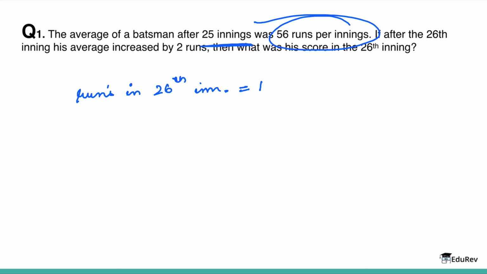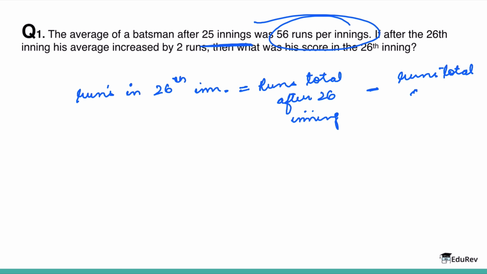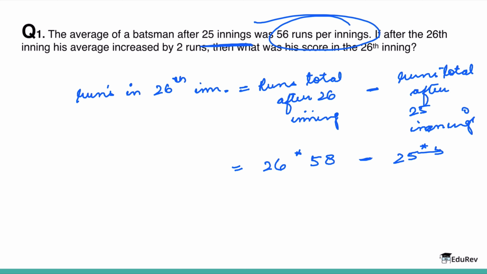That is going to be the total runs after 26 innings minus the total runs after 25 innings, right? Correct. So what is it going to be? It's going to be 26 multiplied by 58 minus 25 multiplied by 56, and this is nothing but 108.